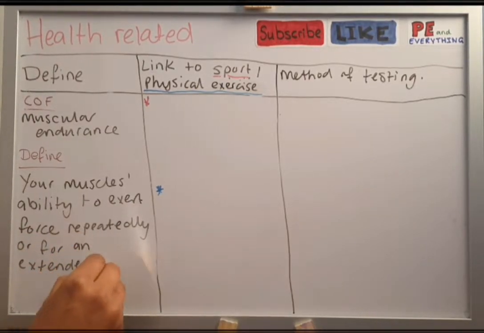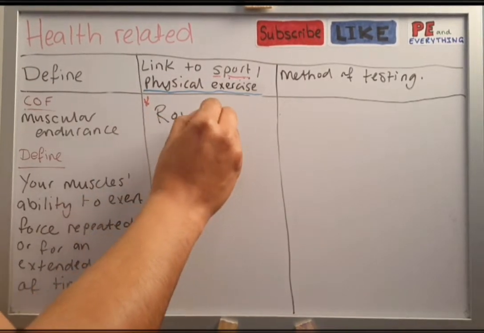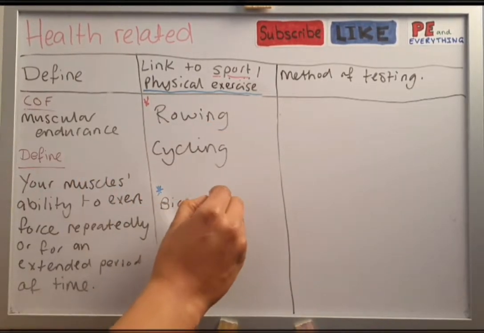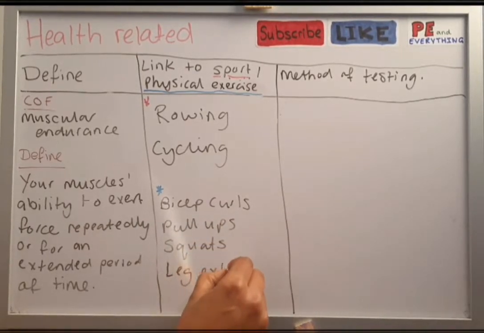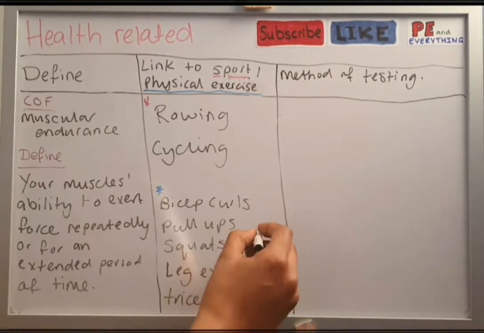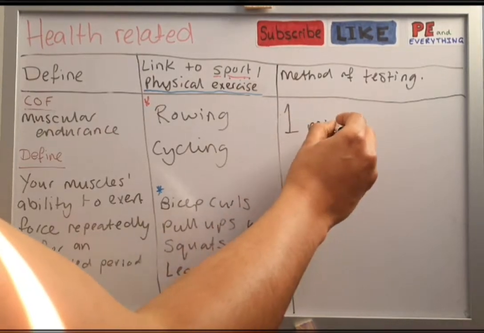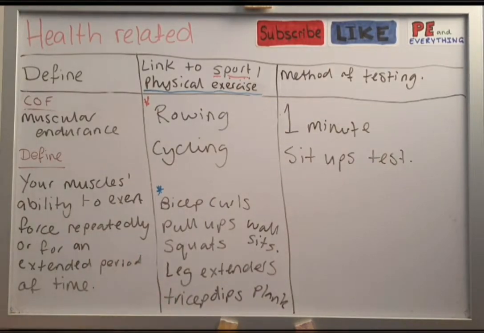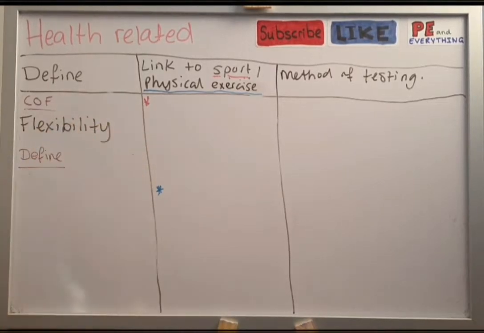Now, a good sport to link this to would be cycling and rowing, because in cycling you have to continuously use the tibialis anterior and the gastrocnemius, and in rowing you have to use the triceps and the biceps and a bunch of other muscles for a long period of time. When you're linking it to sport, there are thousands of exercises you can talk about and discuss. Bicep curls, wall sits, the list goes on. An appropriate method of testing would be the 1 minute sit-up test. Okie dokie, moving on.